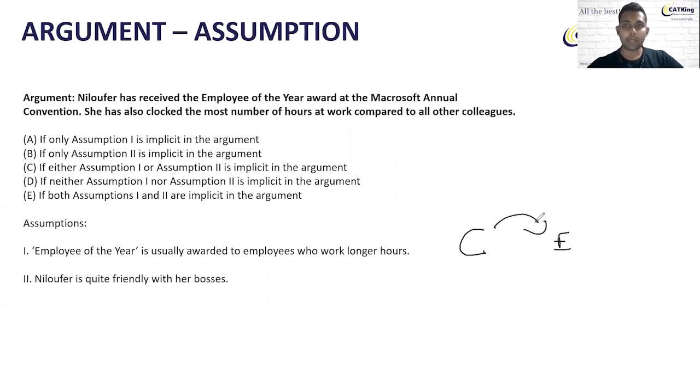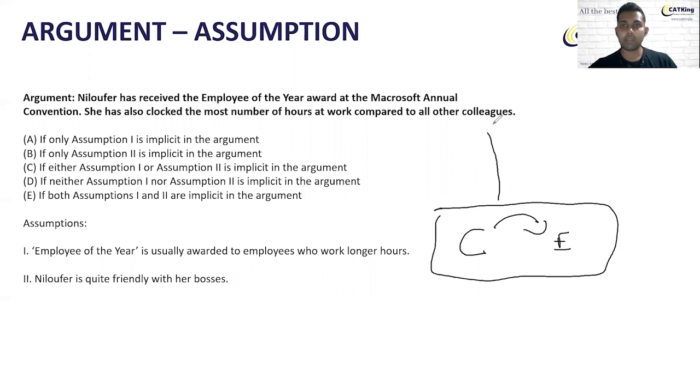A cause effect relationship should be proven in the argument. Is it being proven that because Nilofer worked the most number of hours compared to other colleagues, she won the Employee of the Year award? Is this cause effect visible in the argument? No, it is not. So please remember, with respect to cause effect arguments, जो argument is based on a cause effect, that cause effect will directly reflect in the argument. If it doesn't, then that option is wrong.